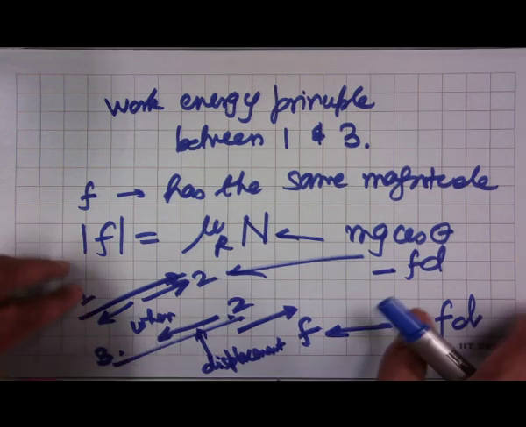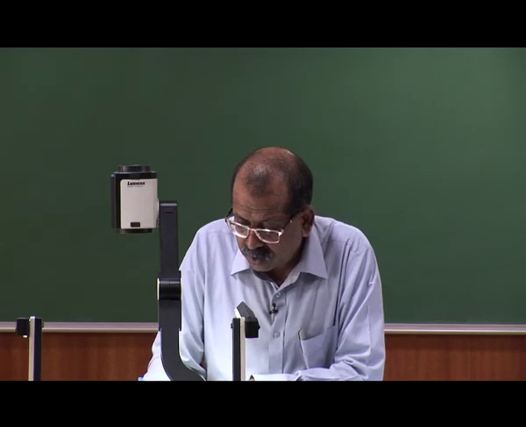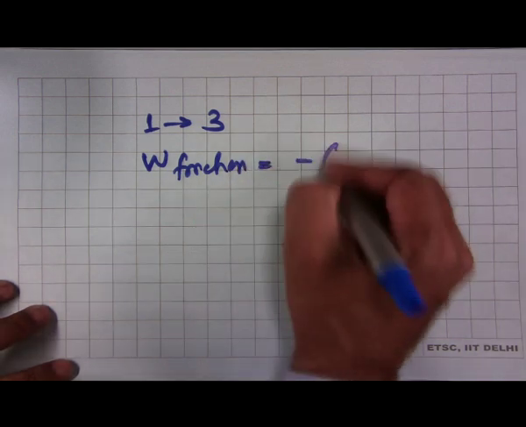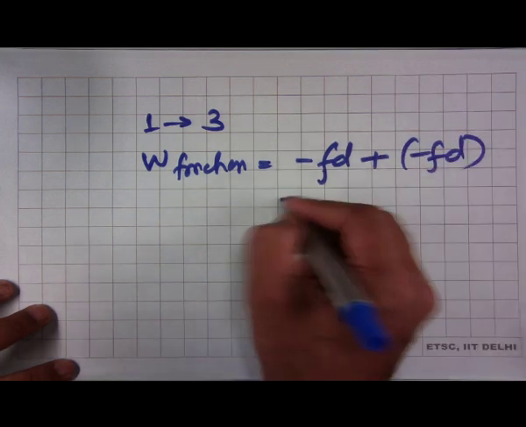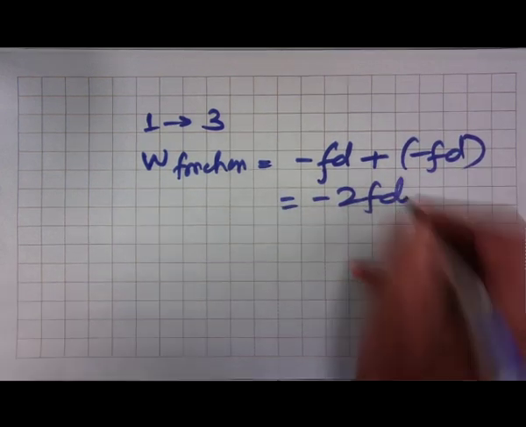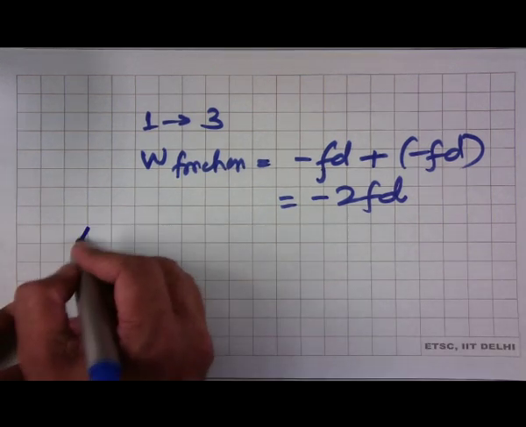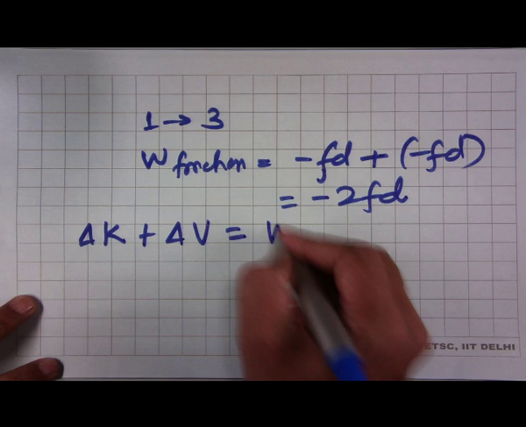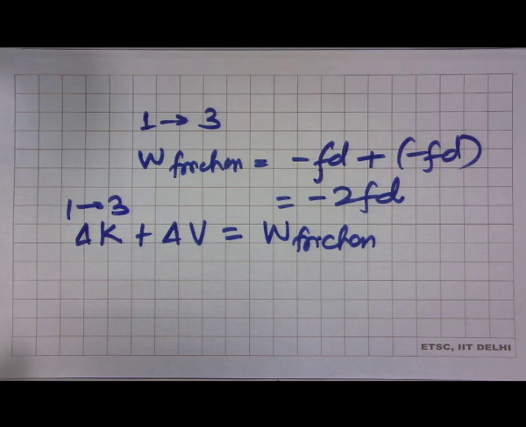So, that means when the particle moves from 1 to 3, the work done by friction is equal to minus F d plus minus F d, which is equal to minus 2 times F d. And we have our principle delta K plus delta V is equal to work done by friction, and this is now on the entire journey from 1 to 3.